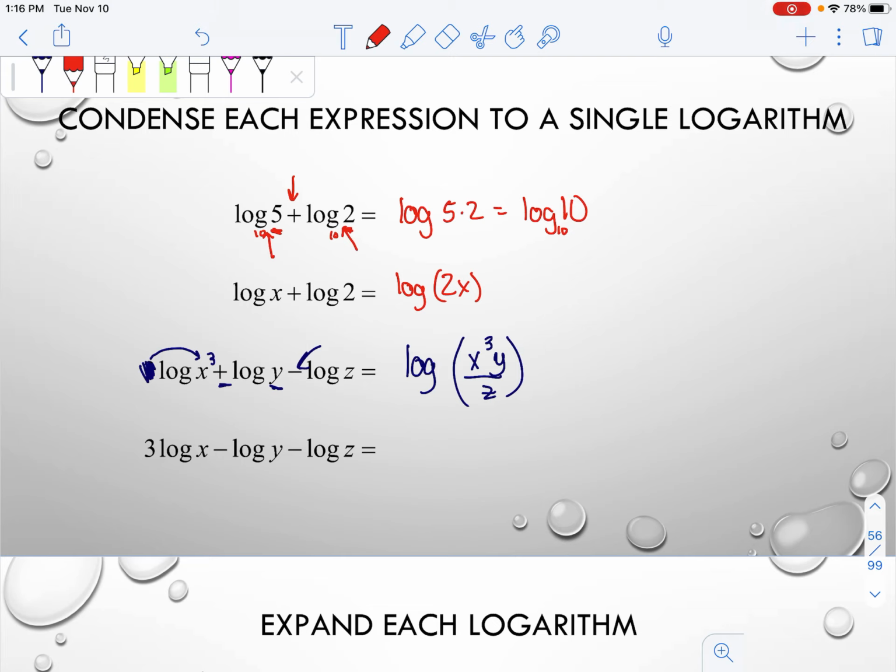All right, let's try the next one. Same thing, coefficient becomes the exponent. That's no longer there. That's positive. So we have x cubed in the numerator. Our next middle term there, minus the log of y, because it's negative, that y goes in the denominator, and because the z is negative as well, that goes in the denominator. So anything negative goes downstairs in the denominator. Positive stays upstairs in the numerator.